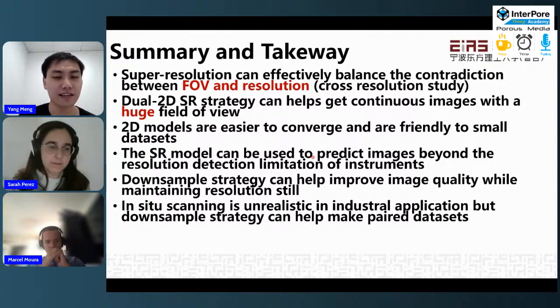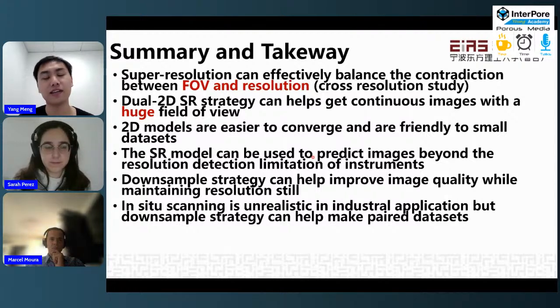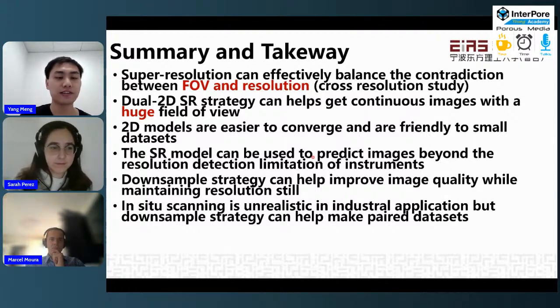For example, we can scan the high resolution images and then downsample to create the low resolution images and get them paired and train the relationship, and feed the high resolution images, the ground truth, into the model to predict the corresponding results.